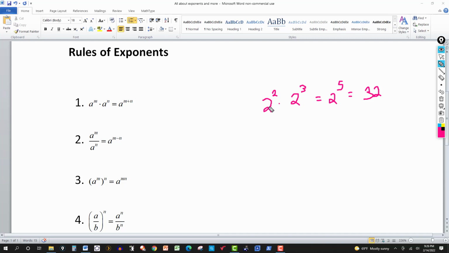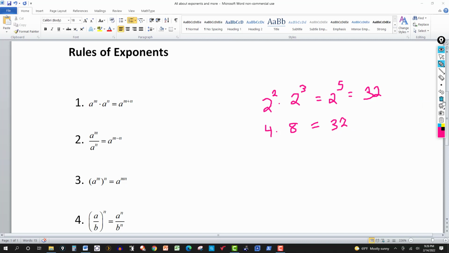Now obviously with numbers I could do it here. So, okay, well 2 to the 2nd, that means 2 factors of 2, 2 times 2, that's 4. And 2 to the 3rd, that means 3 factors of 2, so that's 2 times 2 times 2, that's 8. And then we do 4 times 8. We could do it that way, and we still get 32.